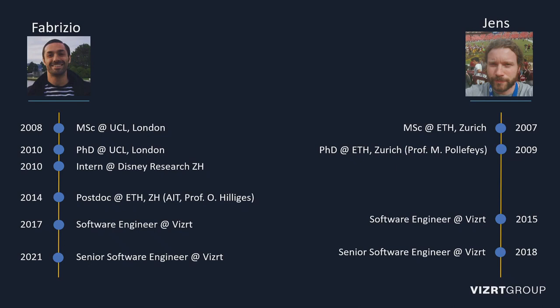I'm Fabrizio, guy there on the left, on the right, actually, my right. I've been working in computer vision and machine learning for more or less 15 years or so. I did my studies in London at UCL. Then I moved here to Zurich at ETH for a postdoc position. And then in 2017, I started to work for Vizrt, first as a software engineer, now as a senior software engineer. And since a few years, I'm also a little bit in charge of the academic collaboration, together with Jens, of our Zurich office.